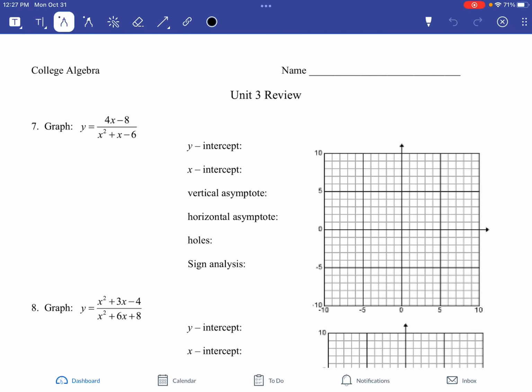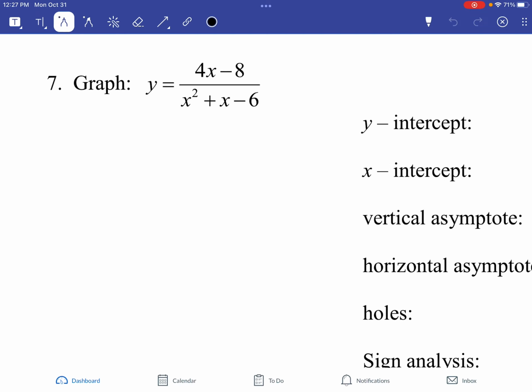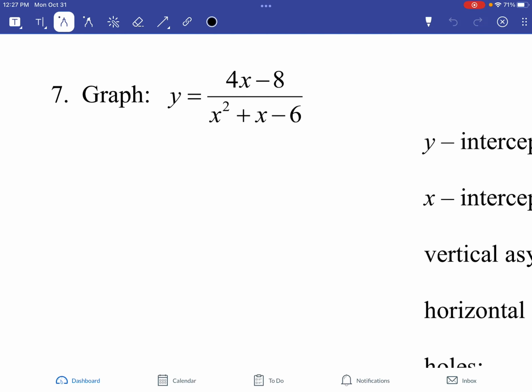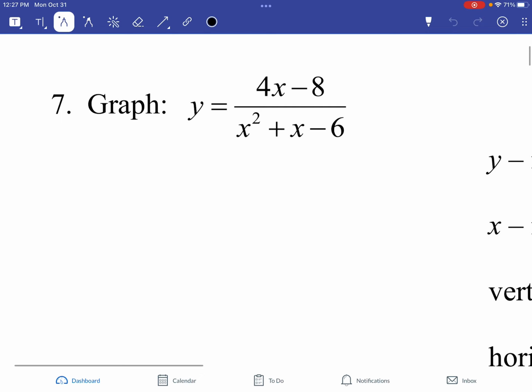This is the Unit 3 review key. So, starting with graphing rational functions, first thing we have to do is factor the top and the bottom of our fractions.